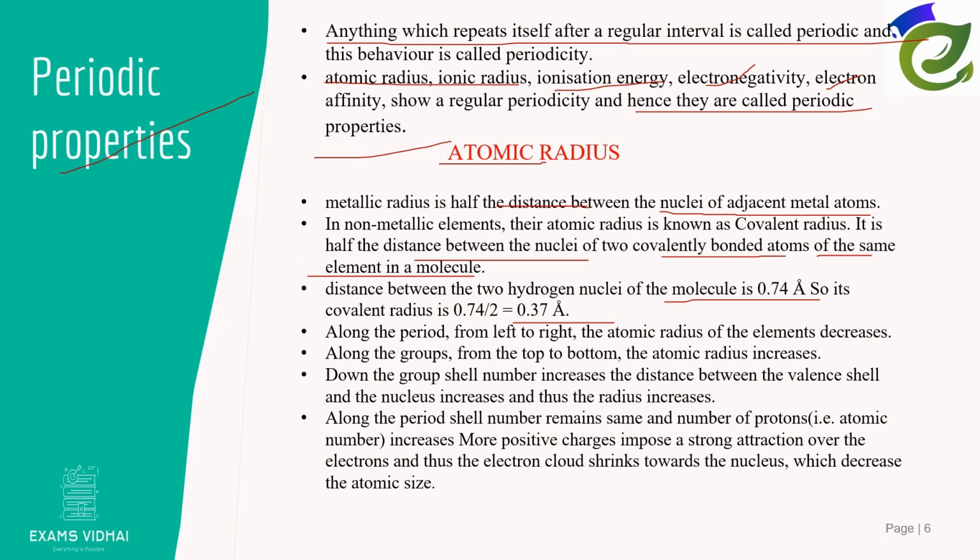shell number increases. So the distance between the valence shell and the nucleus increases. Thus the radius increases. Along the period, shell number remains the same and the number of protons increases. More positive charge imposes a strong attraction over the electrons. Thus, the electron cloud shrinks toward the nucleus, which decreases the atomic size.